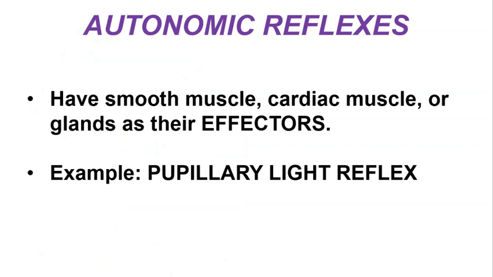The examples so far have been somatic reflexes, which all use skeletal muscles as their effectors. However, let's briefly turn our attention to the autonomic reflexes, which have smooth muscle, cardiac muscle, or glands as their effectors. One example of an easy-to-demonstrate autonomic reflex in the lab is the pupillary light reflex.